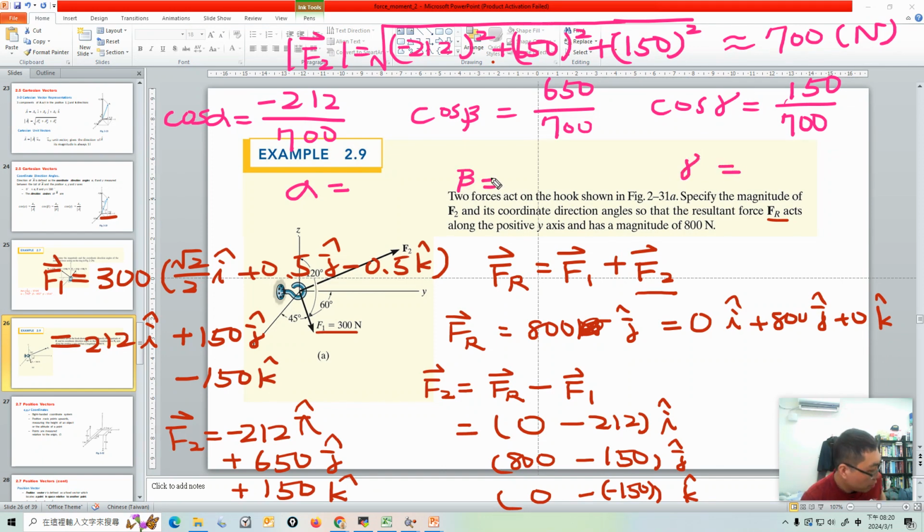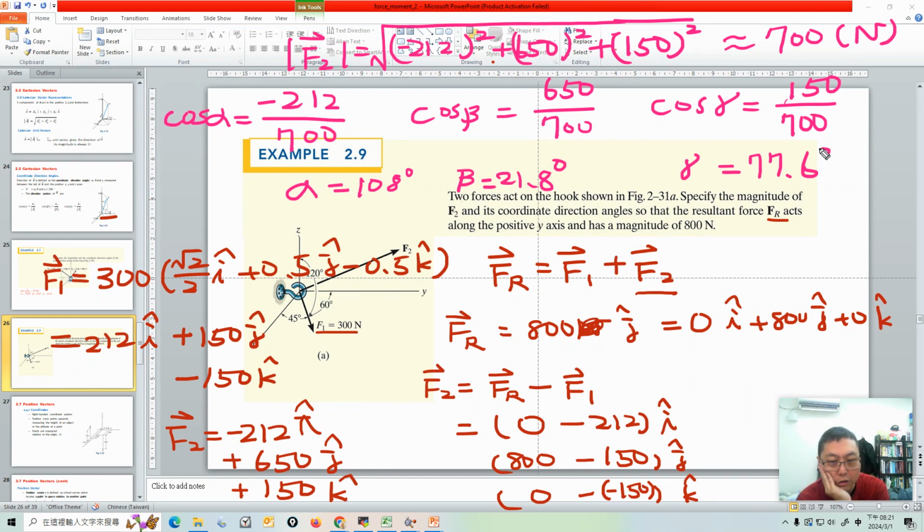I don't need to waste time calculating this. You can try it yourself. I'll just write down the answer directly. Alpha is 108 degrees, beta is 21.8 degrees, and gamma is 76 degrees.